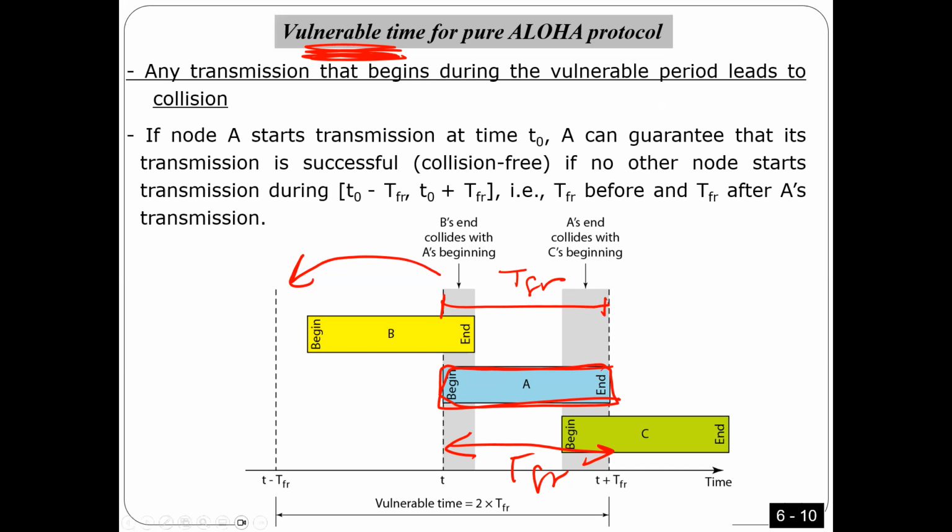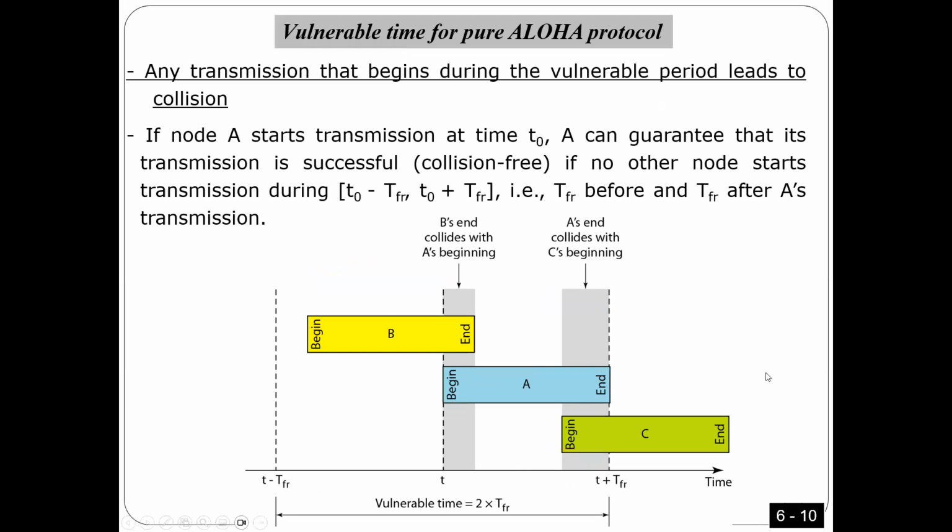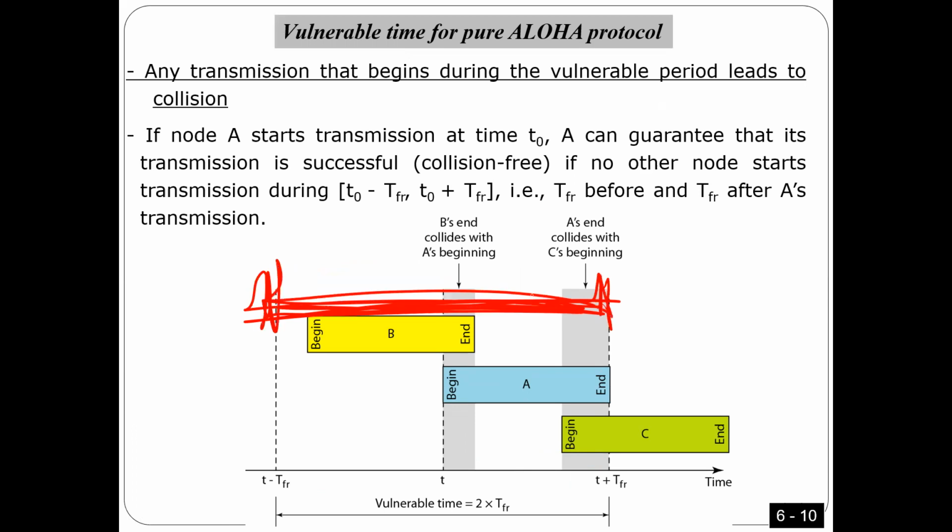So in other words, let me say it in a different way. In order to make sure my transmission is collision free, I have to make sure no one transmitted in this period of time. No one else is going to use the channel during this period of time. That's what we call vulnerable time, which is two times the transmission time of the frame, TFR. You understand it?